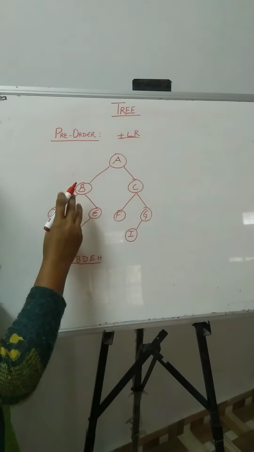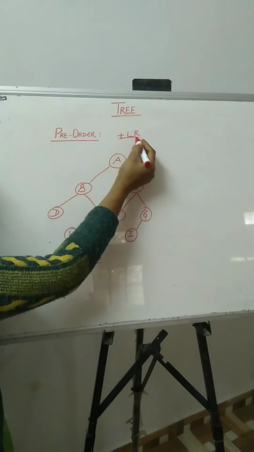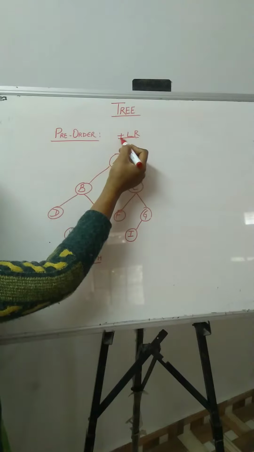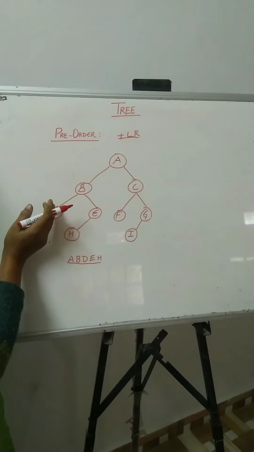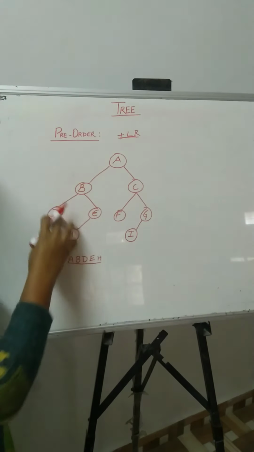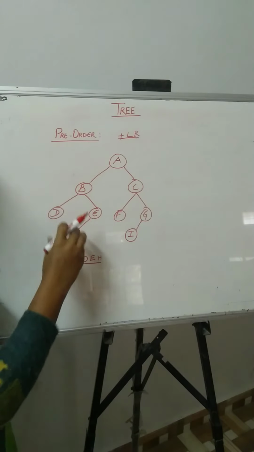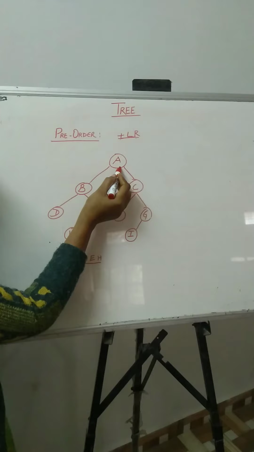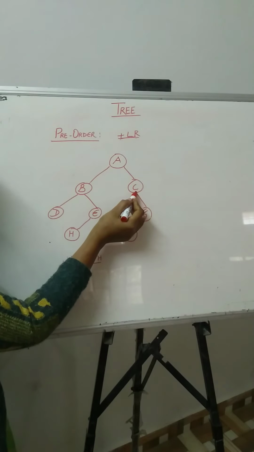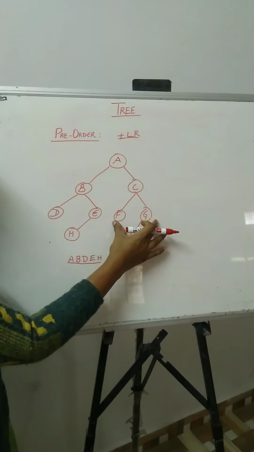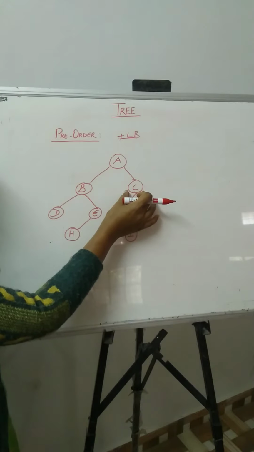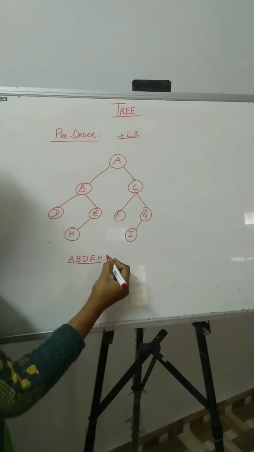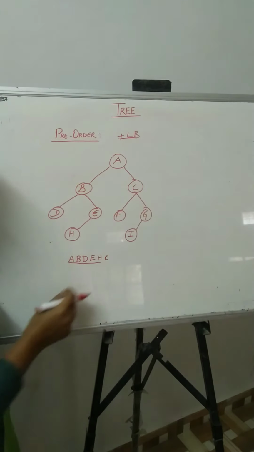After performing the left side traversal, we move to the right. Firstly we write root, then we go to the left side of the root, then after reading all the elements, we move to the right side of the tree. Here is the C. C also has nodes, so C works as a root, so we write C.